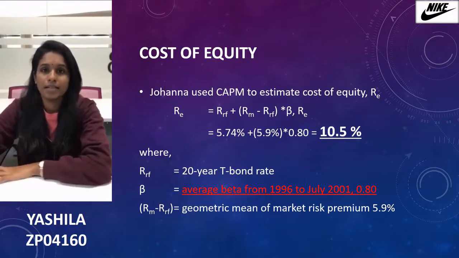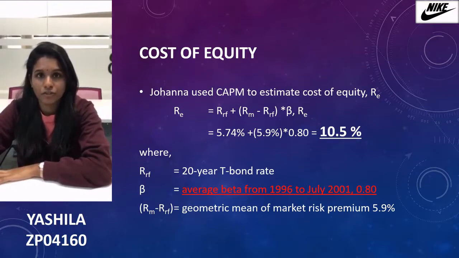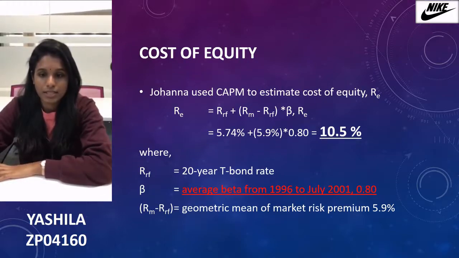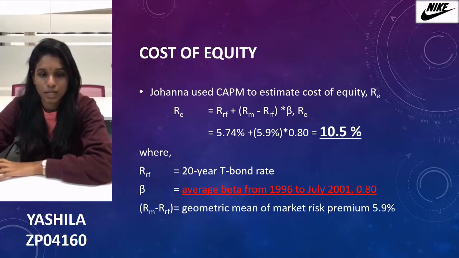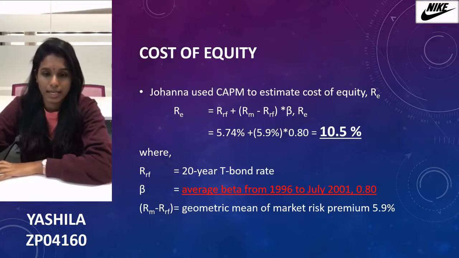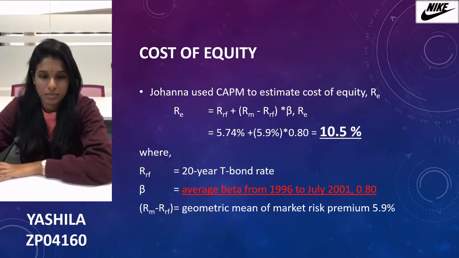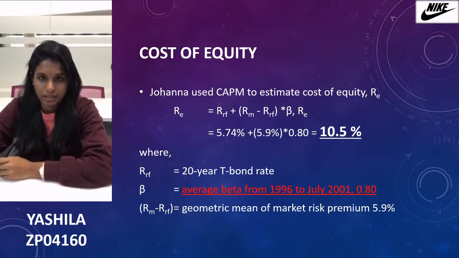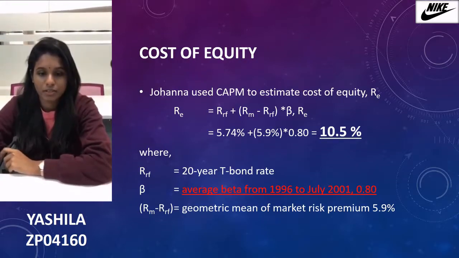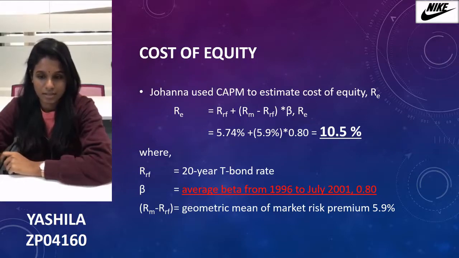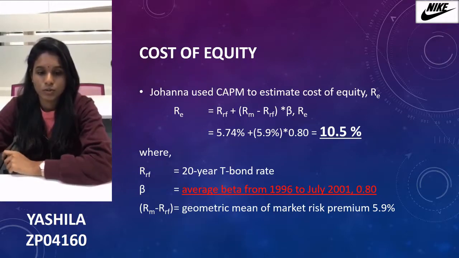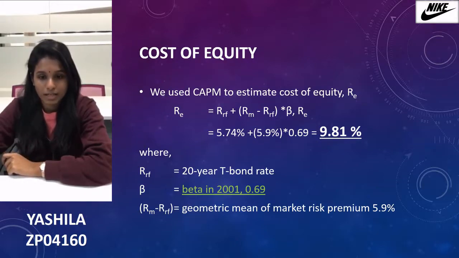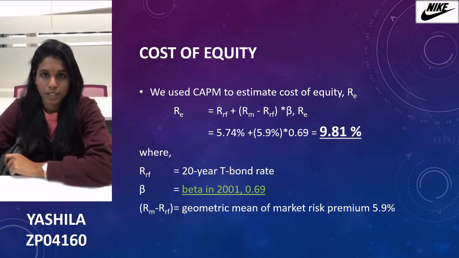So by that calculation of WACC and CAPM, we don't really agree that Cohen uses the average beta from 1996 to July 2001, which is 0.8, as the measure of systematic risk, because we need to find a beta that is most representative of the future beta. As such, the most recent beta will be most relevant in this respect. So we suggest using the most recent beta estimate of 0.69. When we calculate, the cost of equity will be 9.81%.